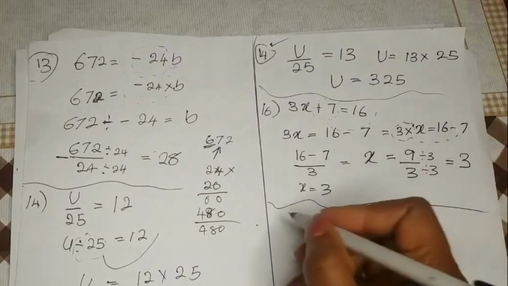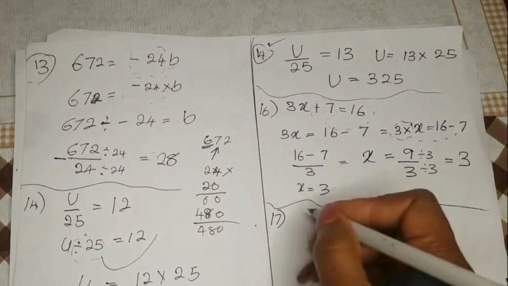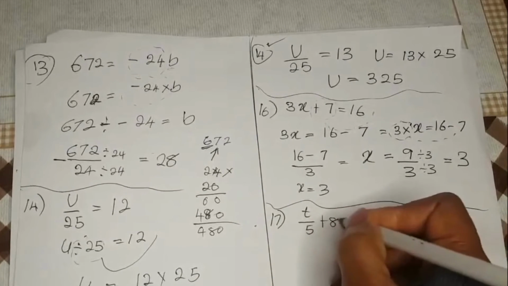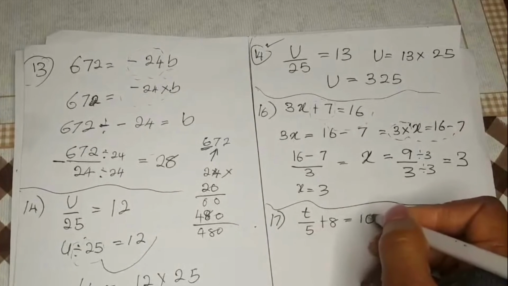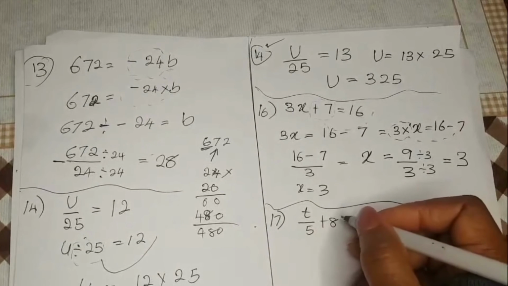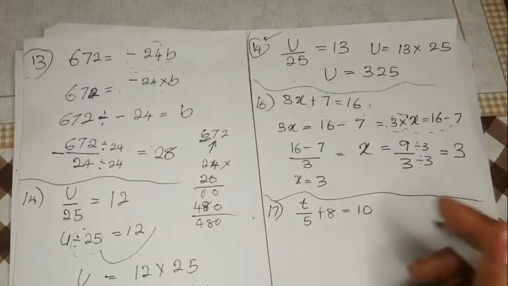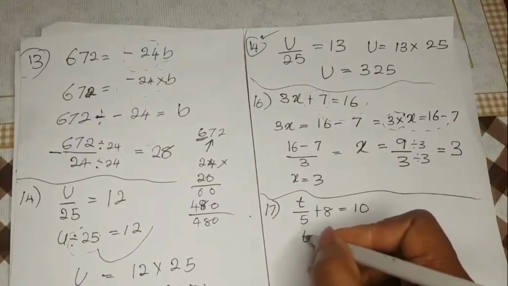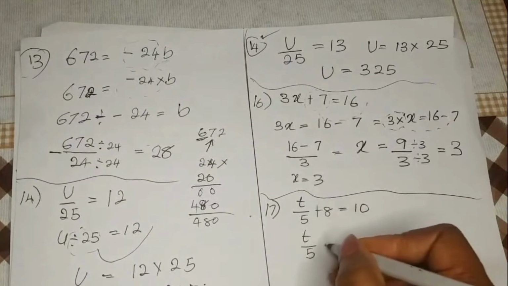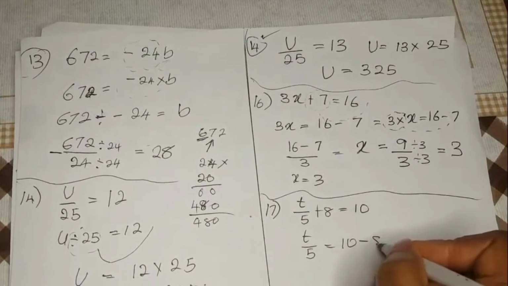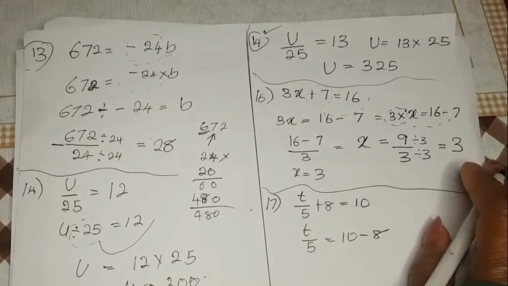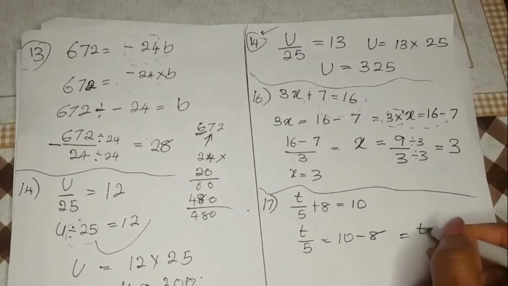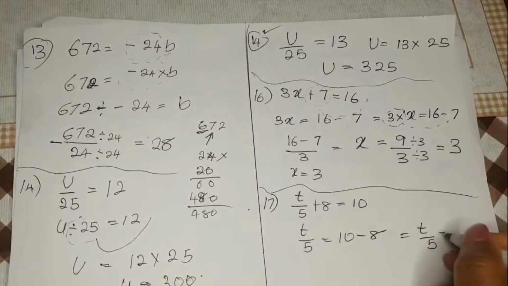So question number 17 says t over 5 plus 8 equals 10. So what you're going to do here is you move this first. If you move it first, it's going to give you t over 5 equals 10 minus 8. You can say 10 minus 8 is 2. You can write it like this: t over 5 equals 2.